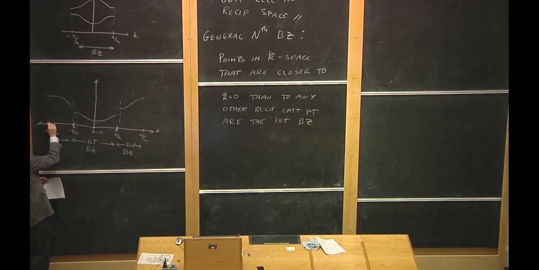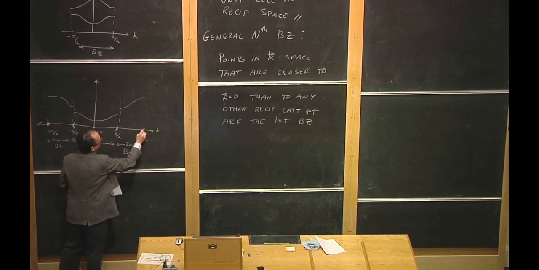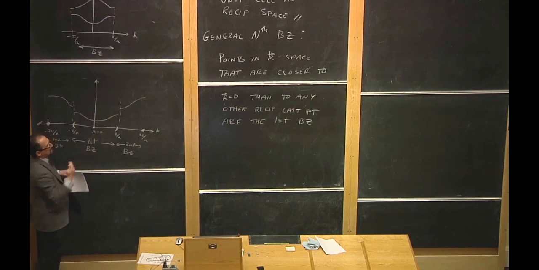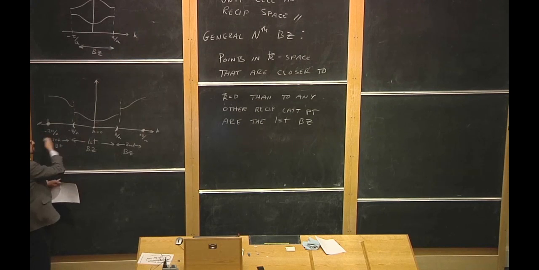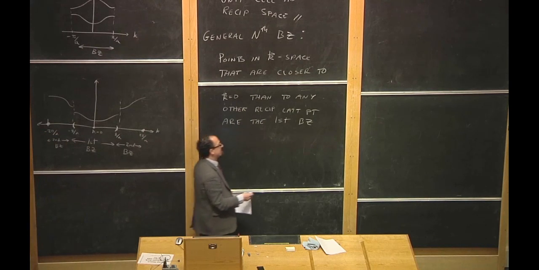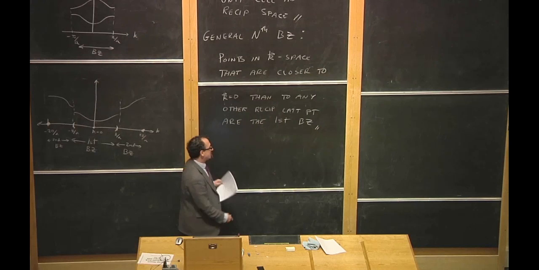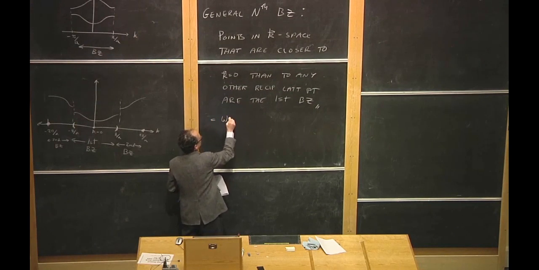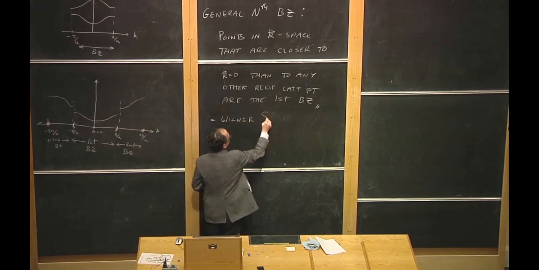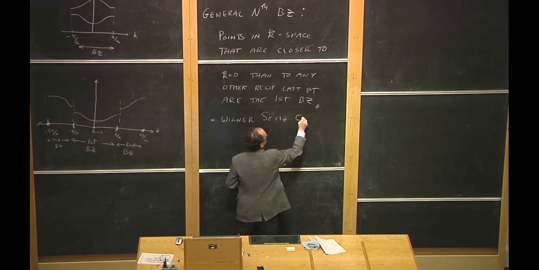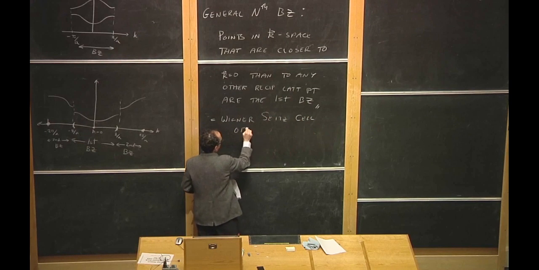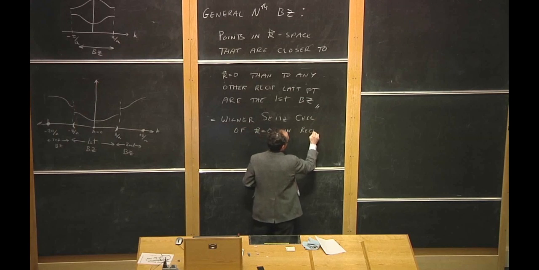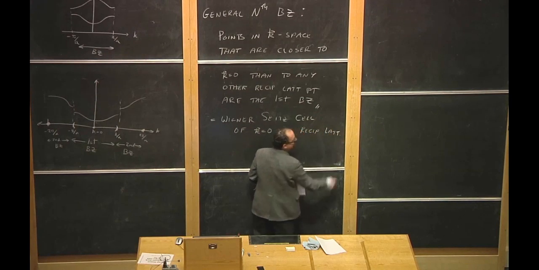Here's a reciprocal lattice point here at minus 2 pi over a. Here's another reciprocal lattice point here at 2 pi over a. And everything between minus pi over a and pi over a constitutes the first Brillouin zone because it's closer to k equals 0 than it is to any other reciprocal lattice point. This definition might look a little familiar to you because, in fact, it's the same definition as the Wigner-Seitz cell. So this equals the Wigner-Seitz cell of the k equals 0 point in the reciprocal lattice. Does that sound familiar, I hope?